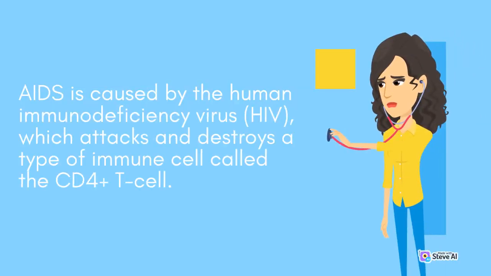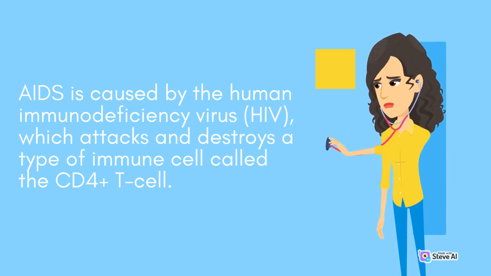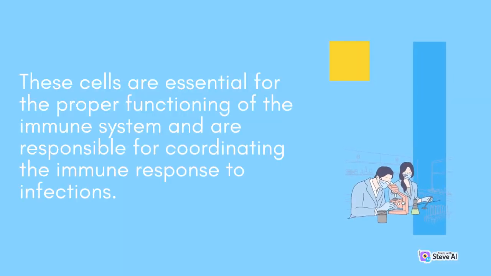AIDS is caused by the human immunodeficiency virus, HIV, which attacks and destroys a type of immune cell called the CD4+ T cell. These cells are essential for the proper functioning of the immune system and are responsible for coordinating the immune response to infections.